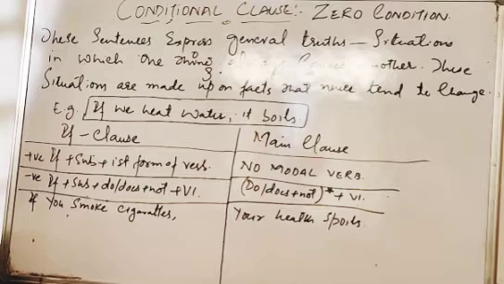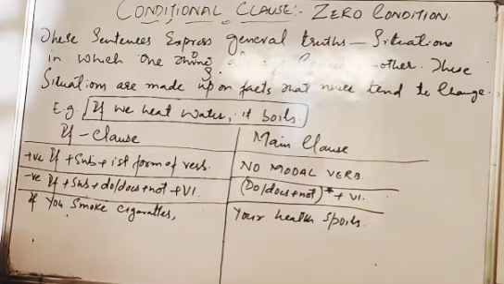because the situations or the facts or the results, they never tend to change. So these sentences express general truths, situations in which one thing always causes another. These situations are made up on facts that never tend to change. In the given example I have written here, if we heat water, it boils.